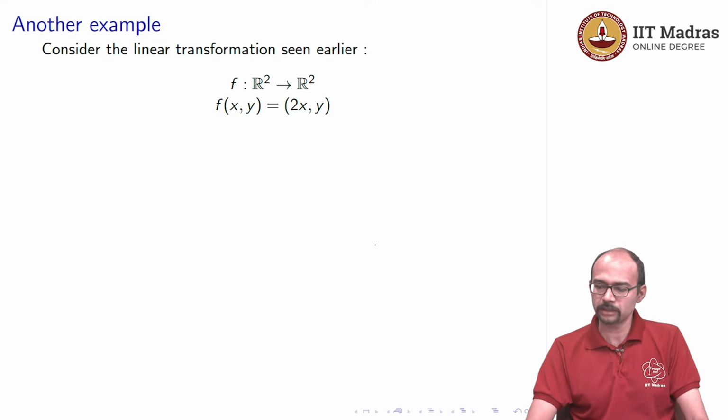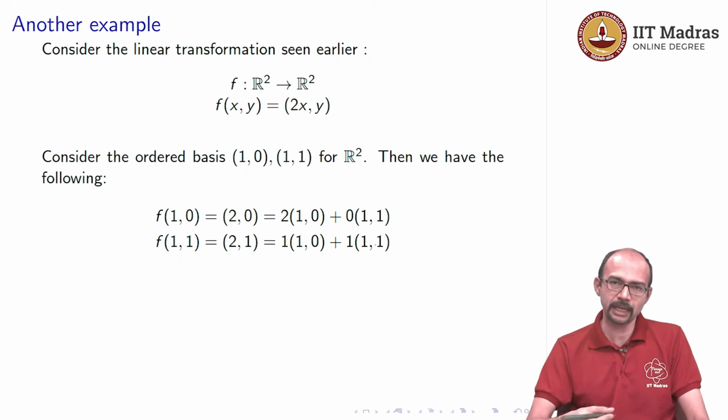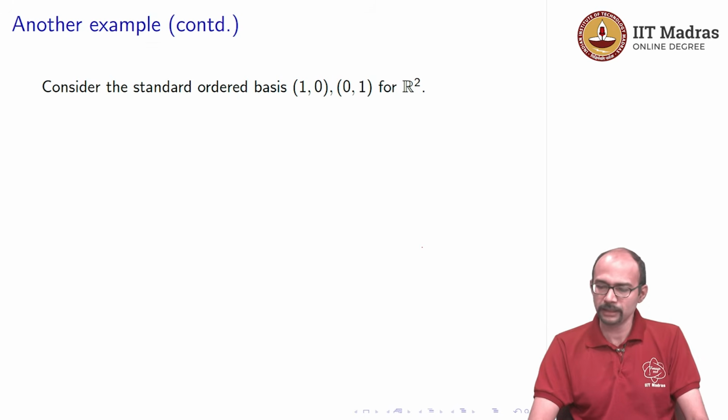So, f of (x, y) is (2x, y). So, if you look at the ordered basis (1, 0) and (1, 1), f of (1, 0) is just (2, 0), f of (1, 1) is (2, 1), and you can write this in terms of the basis that you have, (1, 0) and (1, 1). So, this basis is, if you want, beta and gamma both, and as a result the corresponding matrix is the coefficients coming from here going into the first column, coefficients from there going into the second column. So, it is 2 1, 0 1.